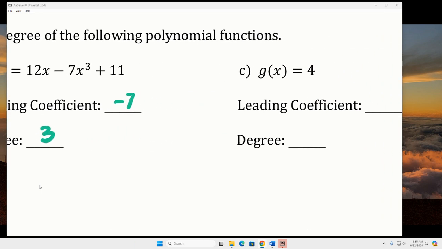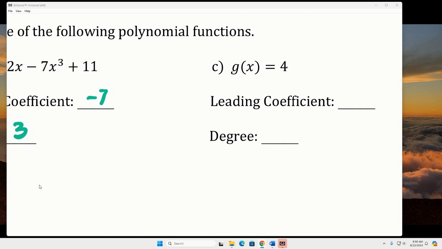All right, what about this one? 4. And the degree? 0. So if the degree is 1, it would have been like x, because that's x to the first. So no variable at all, the degree is 0. It's okay.